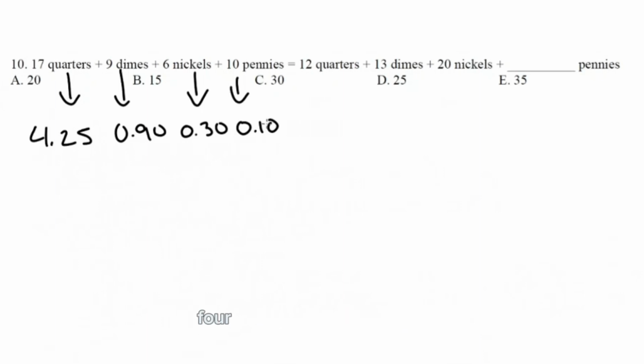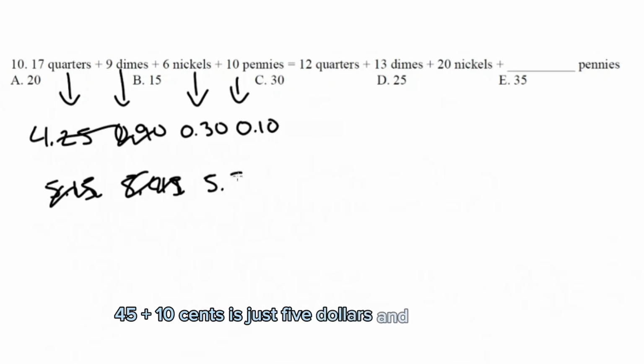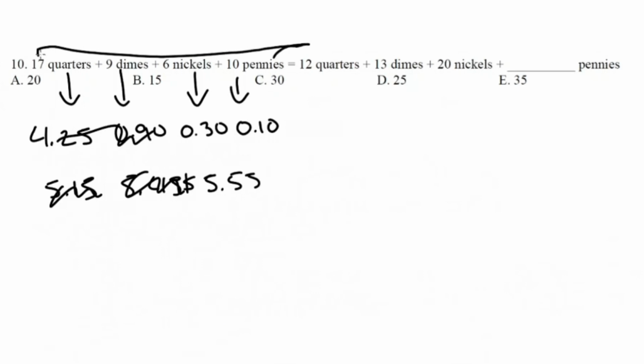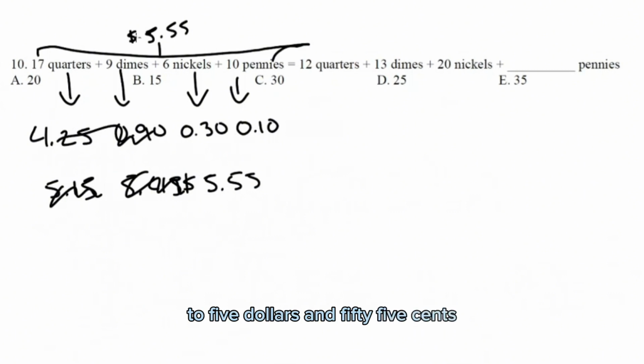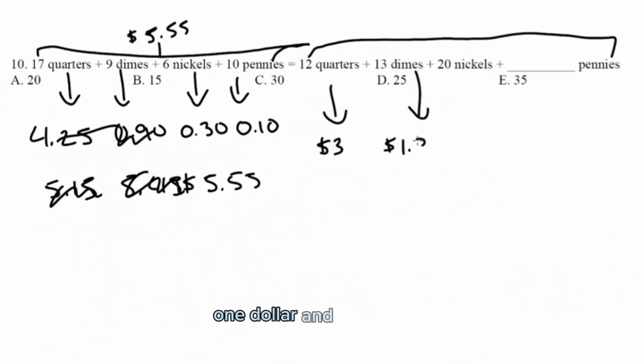So when you add this up, $4.25 plus 90 cents, that's just $5.15. $5.15 plus 30 cents, that's just $5.45. And $5.45 plus 10 cents is just $5.55, which means this side equates to $5.55. Alright, now we need to take care of this side. So let's do that. So 12 quarters, that's just $3. 13 dimes, that's just $1.30. 20 nickels, that's just $1 on the dot.